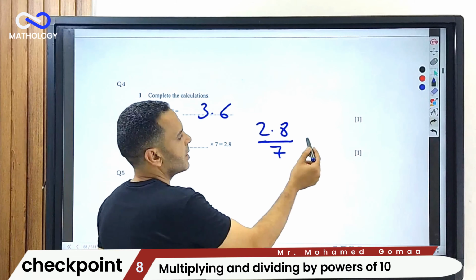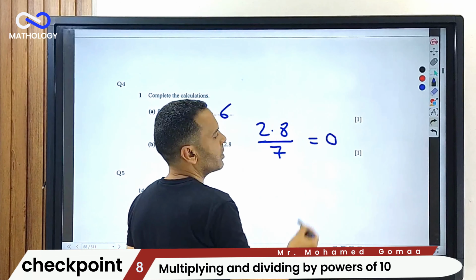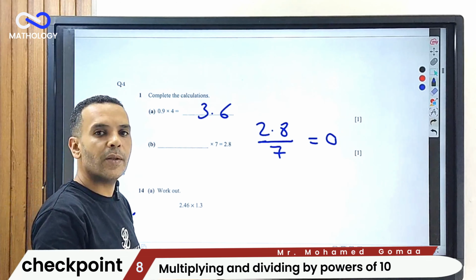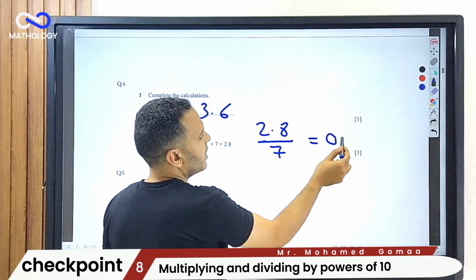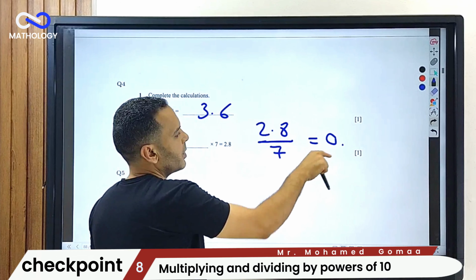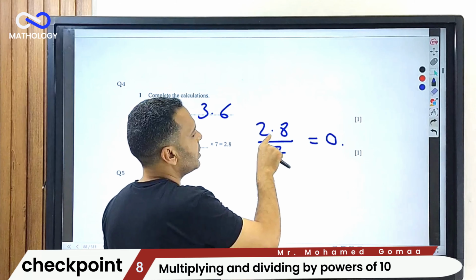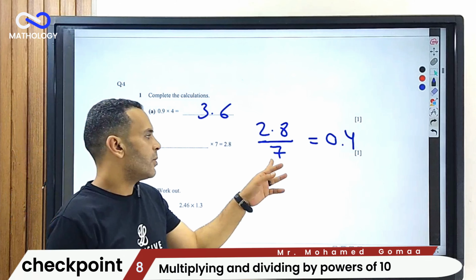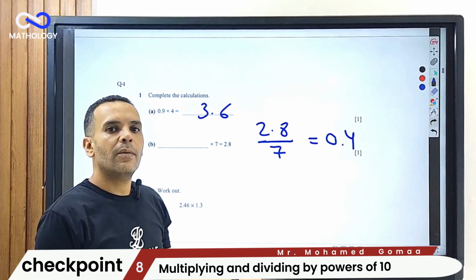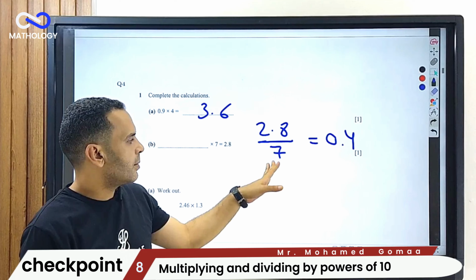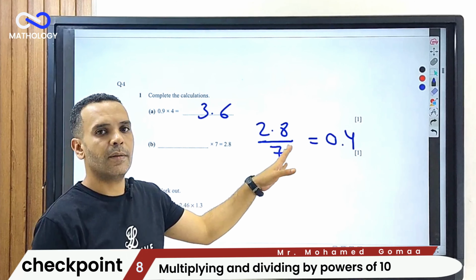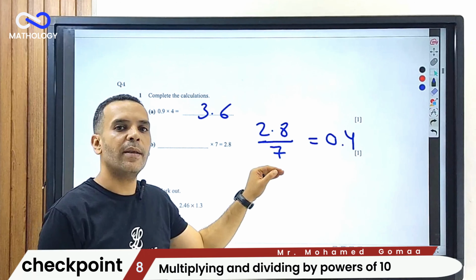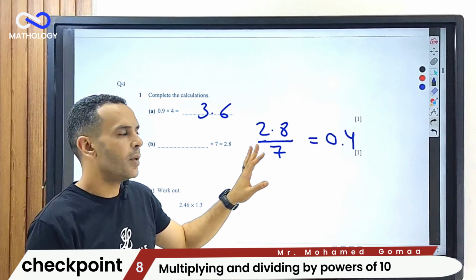2 divided by 7 doesn't work, so put 0 and take the digit beside it. It will be 28. Where is the decimal point here? To take 8, you have to put the decimal point here. It will be 28 divided by 7, which equals 4. The divisor here is whole, not decimal, so you shouldn't multiply by 10 over 10. We multiply only if we have a decimal point in the denominator or in the divisor.